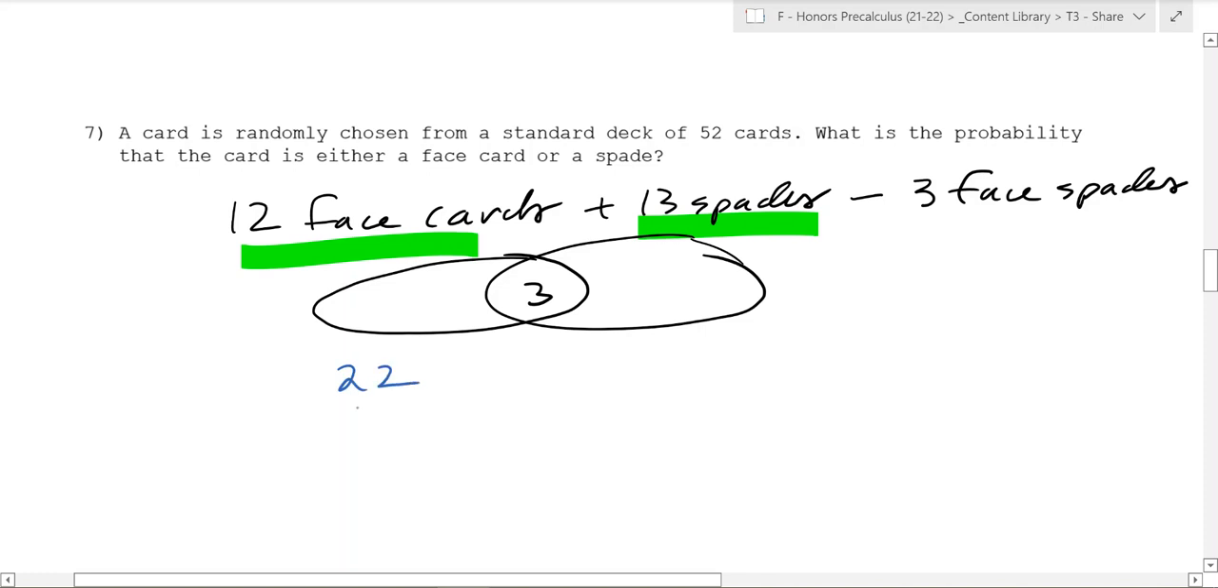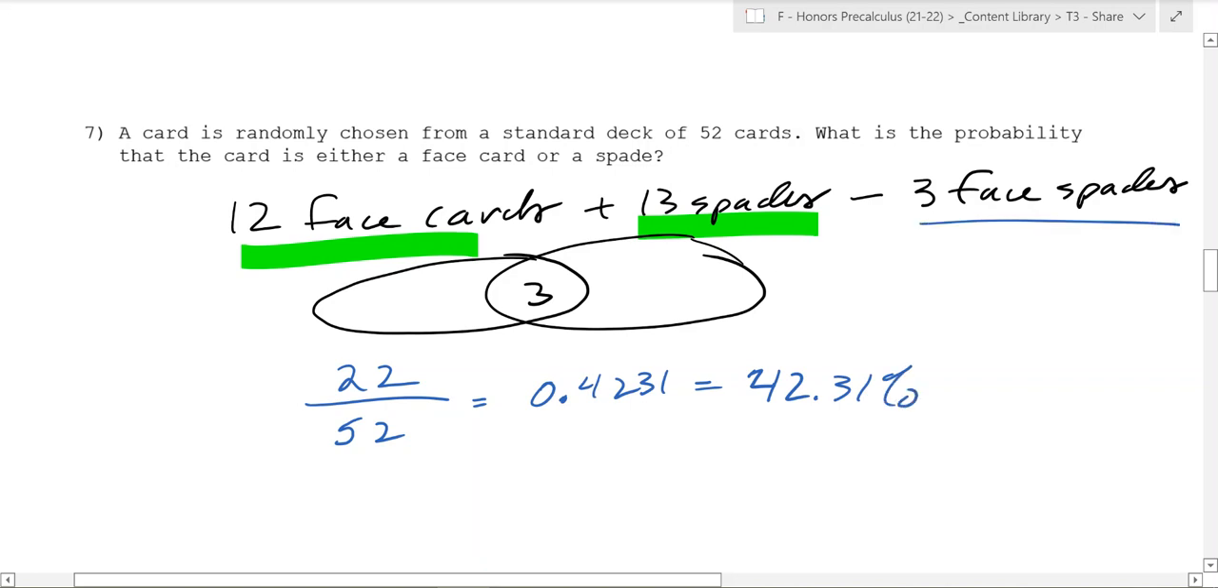So there are 22 out of 52 ways to get this, which is going to be 0.4231, which is 42.31%. Again, the reason we take away 3 face cards is because there are 3 face cards that are also spades. So if you did 12 plus 13, you'd be counting 3 of the cards twice. So you have to be careful of double counting.